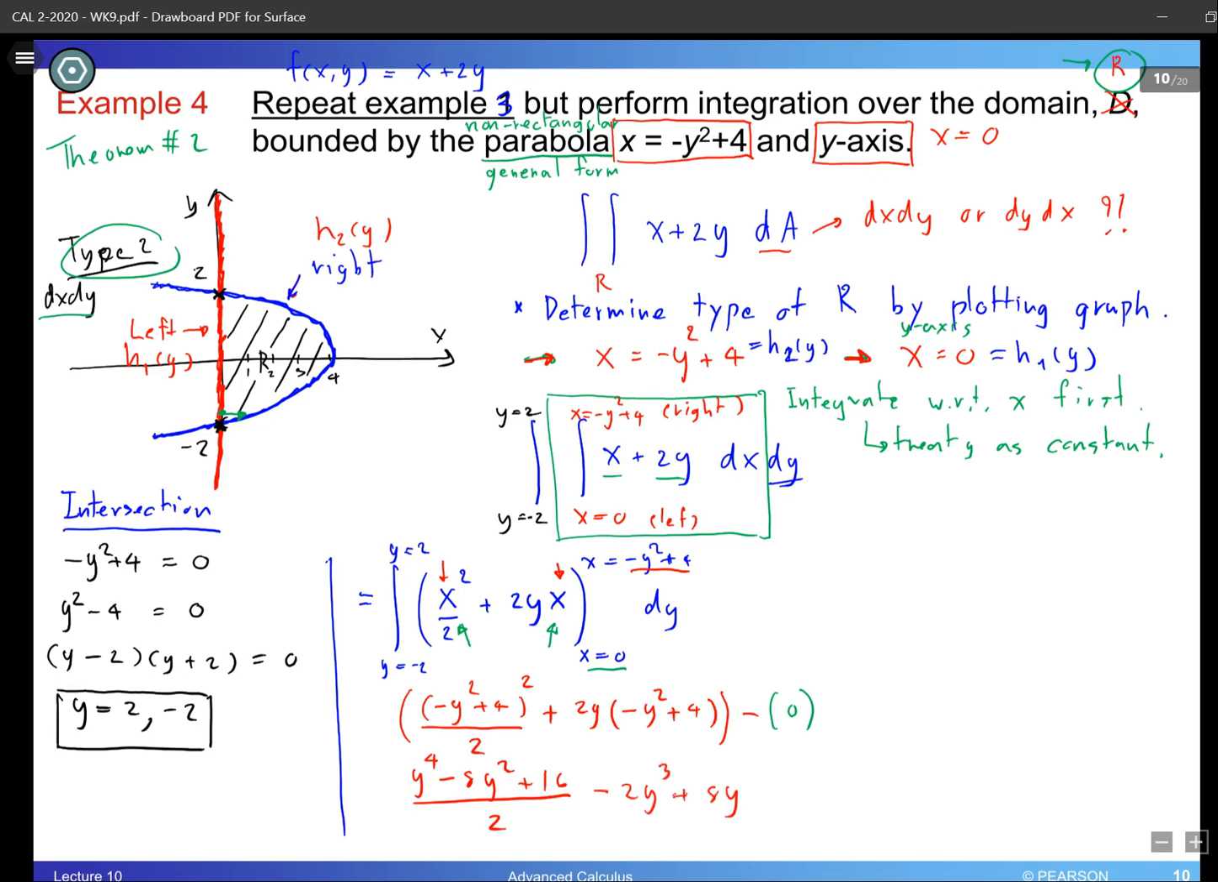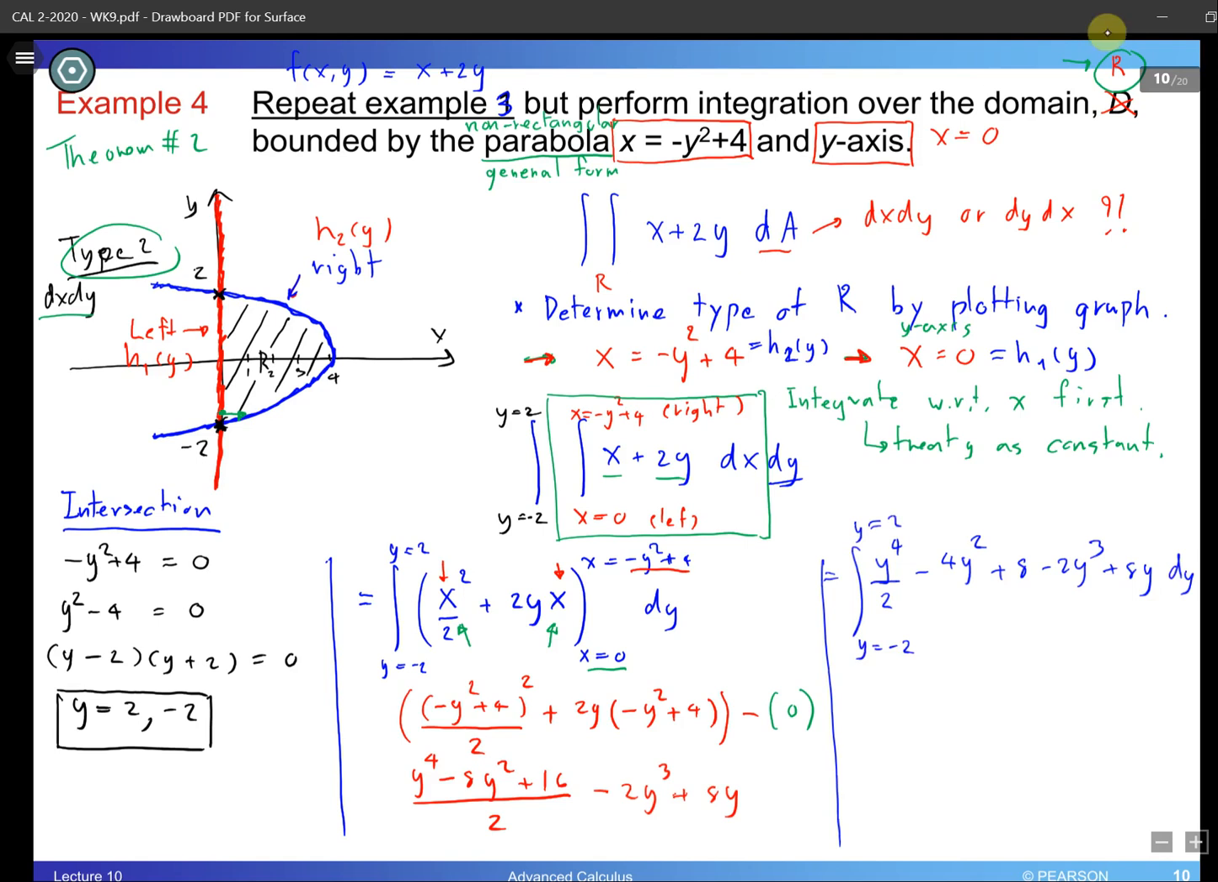Now we are going to get rid of this division by 2. I'm going to work on that right here. So it's going to be y to the 4th divided by 2, minus 4y squared. And the 2 cancels with 16, we get 8, minus 2y cubed plus 8y. And we are supposed to integrate this with respect to y, between two values of y, y equal to minus 2 and y equal to 2 right here.